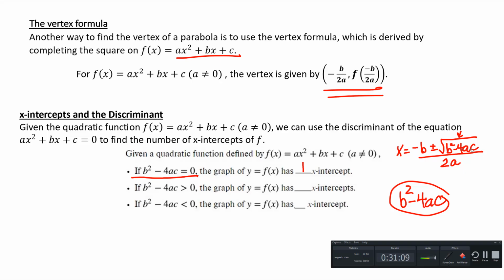If the stuff under the radical, the discriminant, is positive, then you're going to get two solutions. You're going to get two x-intercepts, negative b plus the square root of b squared minus 4ac all over 2a, and negative b minus the square root of b squared minus 4ac all over 2a.